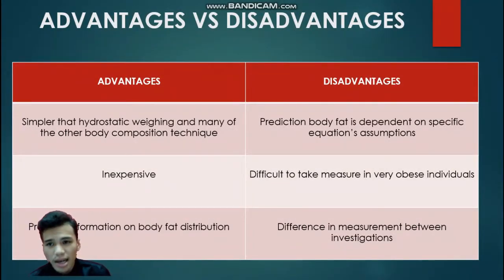Okay, this slide shows the advantages and disadvantages of the skin fold caliper. The advantage is that it is simpler than hydrostatic weighing and many of the other body composition techniques. The second is that it is inexpensive, and the last is that it provides information on body fat distribution. The disadvantages: the prediction of body fat depends on specific equation assumptions, it is difficult to take measurements in very obese individuals, and there are differences in measurements between investigators.